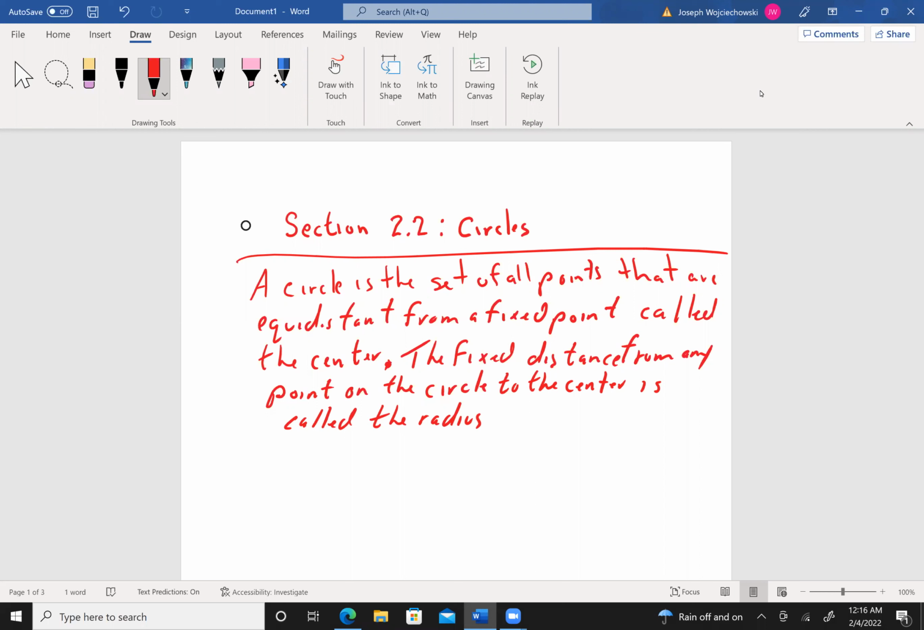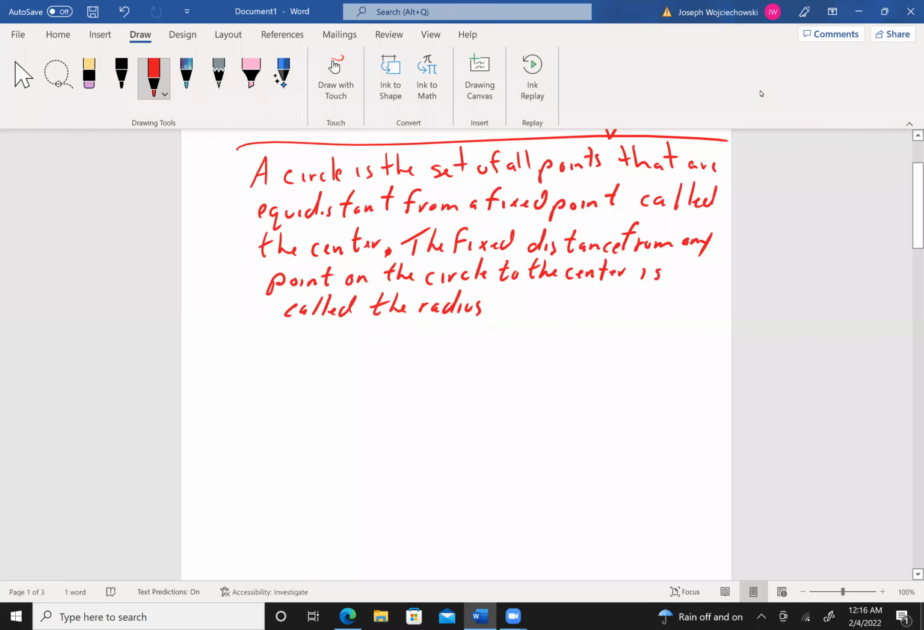And we forgot something here. In a plane, a circle is a set of all points in a plane that are equidistant from a fixed point called the center. The fixed distance from any point on a circle to the center is called the radius.